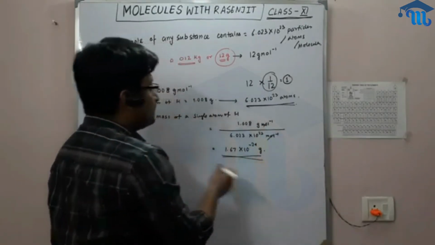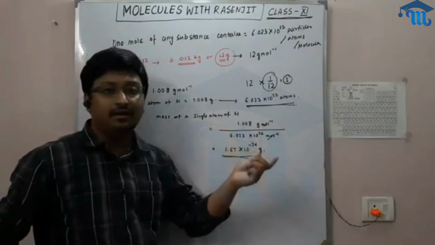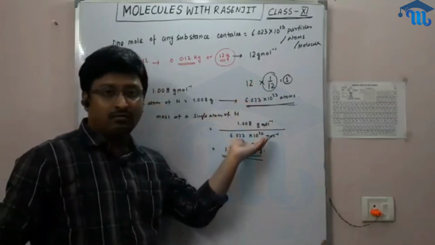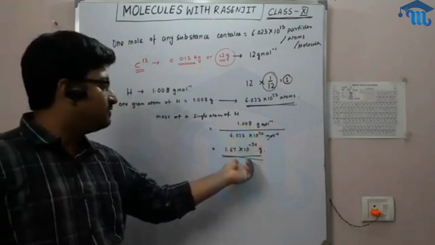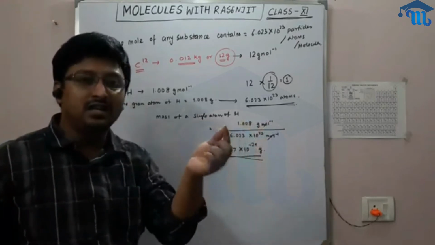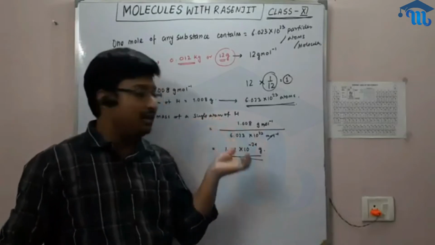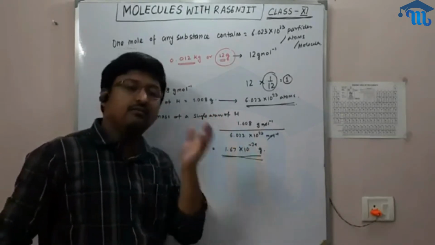See, when we are calculating the mass of a single atom, it is independent of your Avogadro number because you are already dividing by that Avogadro number. So it is independent. Then when the moles cancel out, this will be the weight of a particular single atom. This is very beautifully how we can calculate the mass of the single atom of any substance.